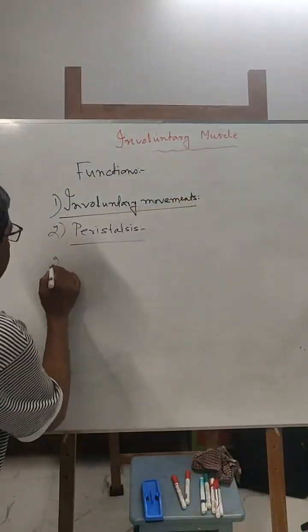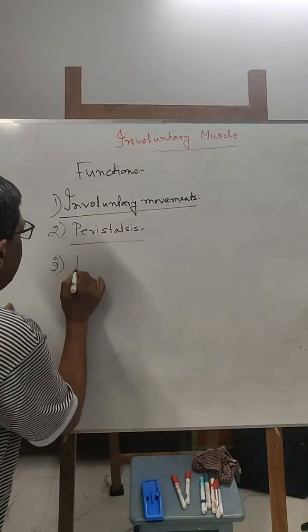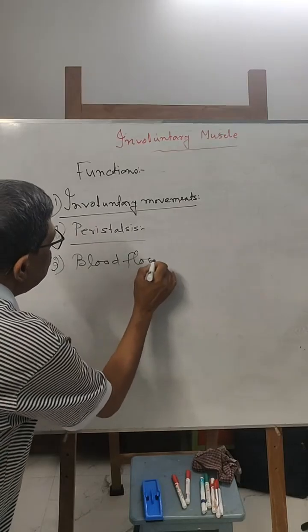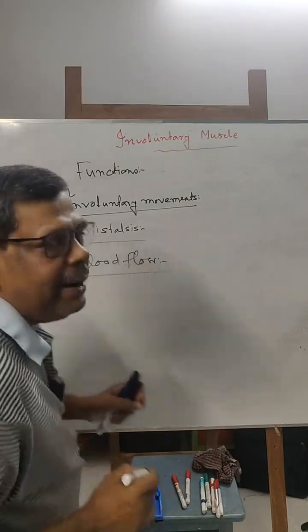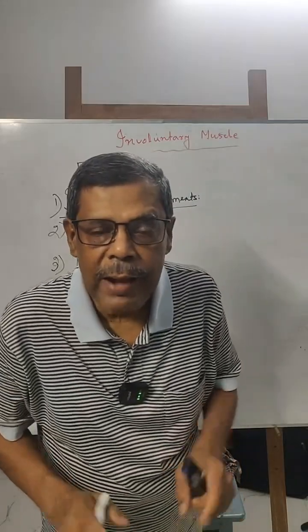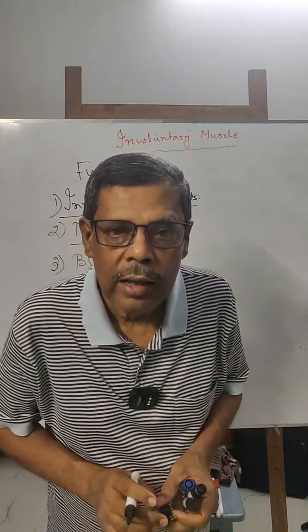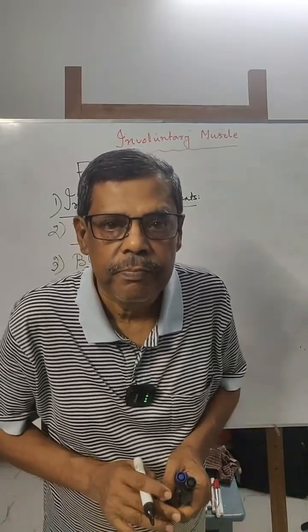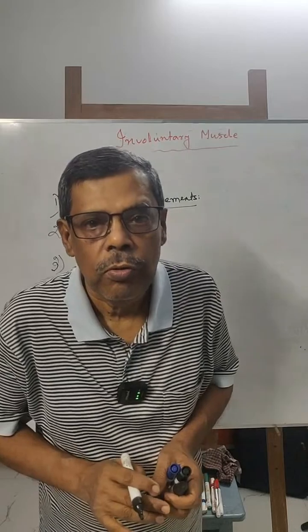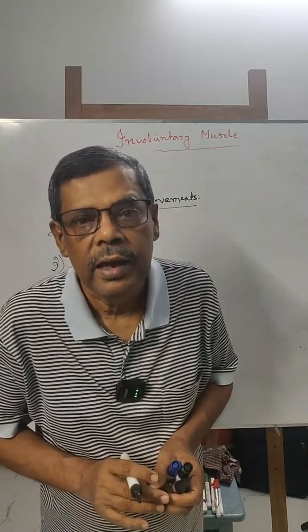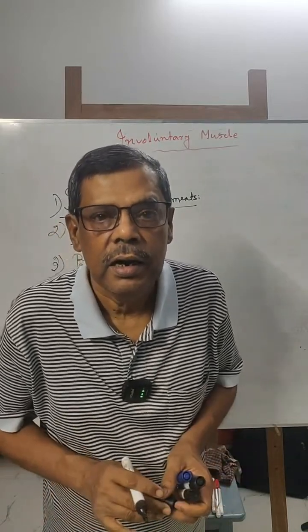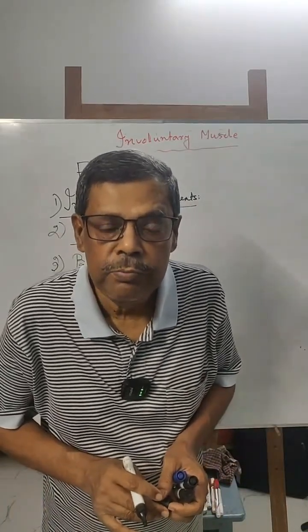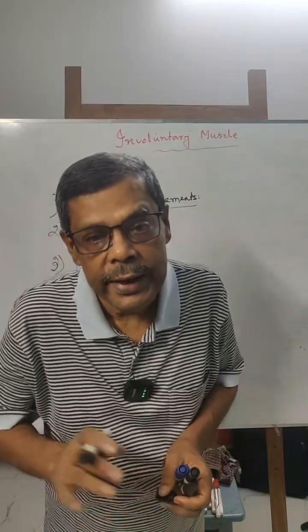Number 3, blood flow. The blood vessels are all composed of smooth muscle. They show rhythmic contraction, relaxation and expansion. For this reason, the flow of blood continues in the blood vessels.